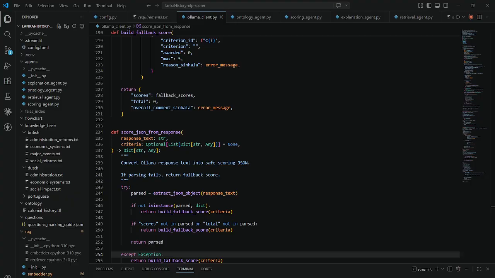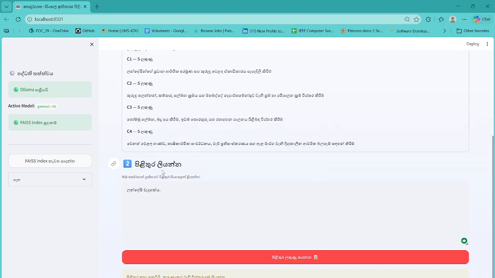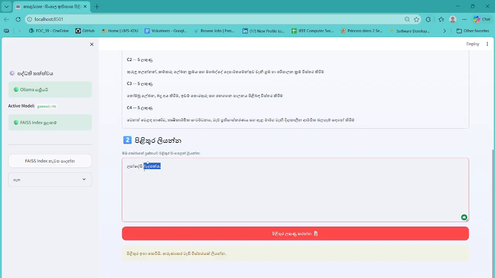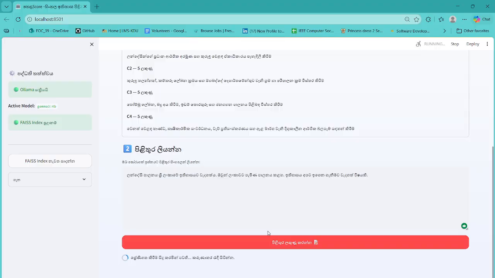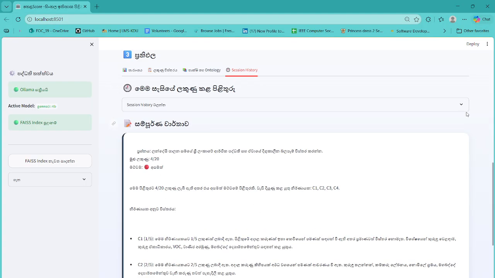So here you can see, we can even see the sessions. Let's input something. We can see the session history related to the questions we did. Let's wait till this comes. Yeah, in here you can see this session history.